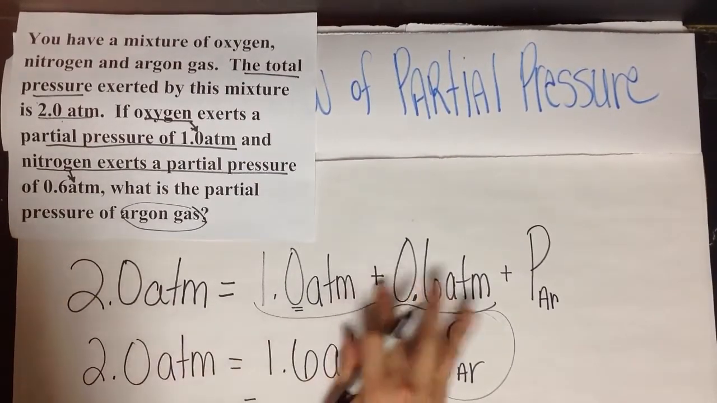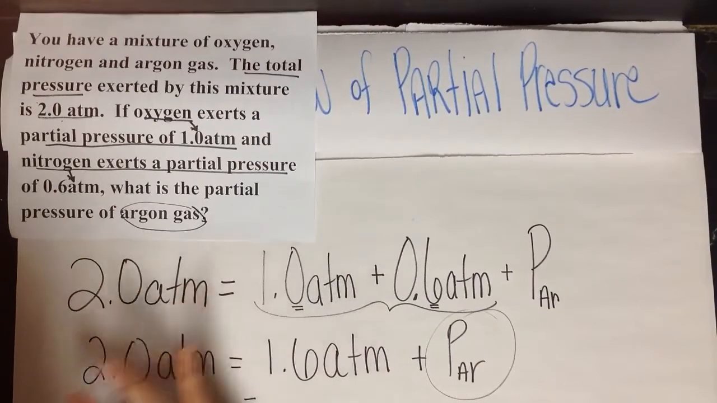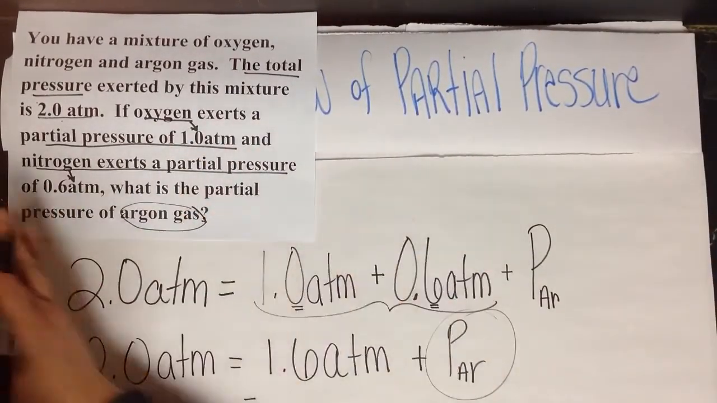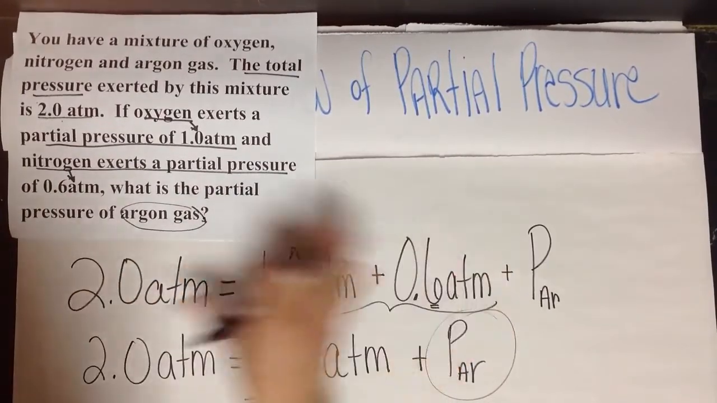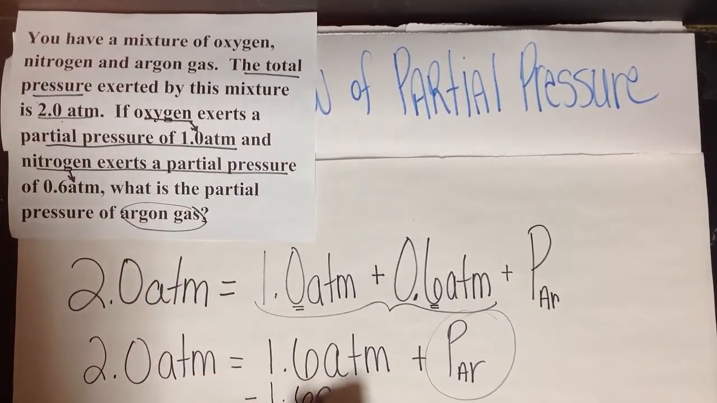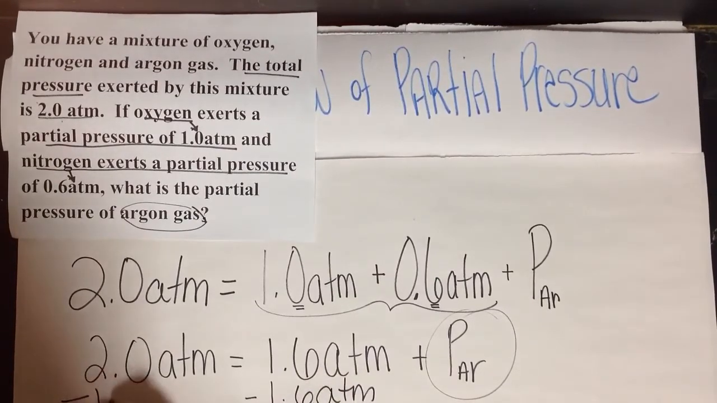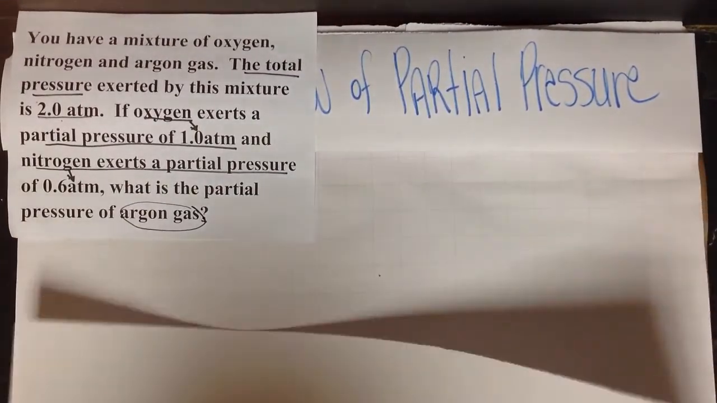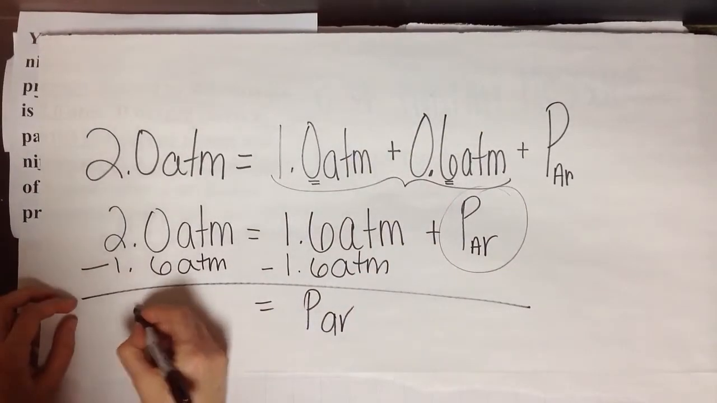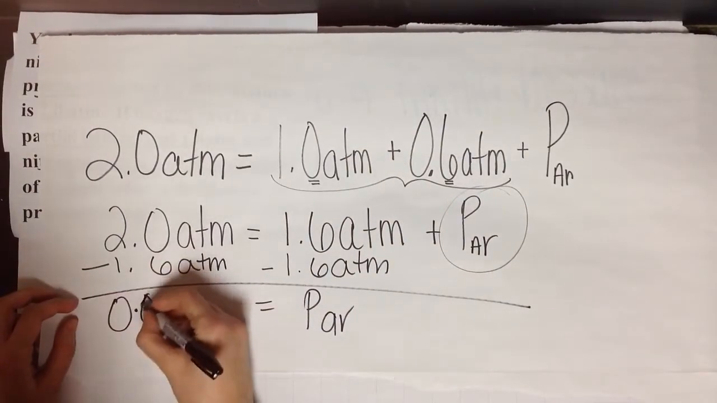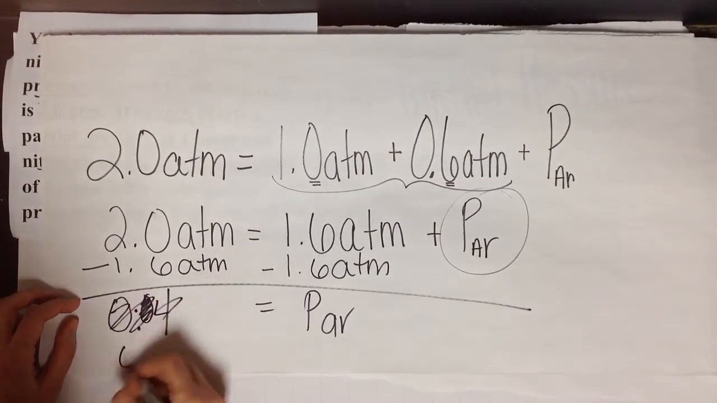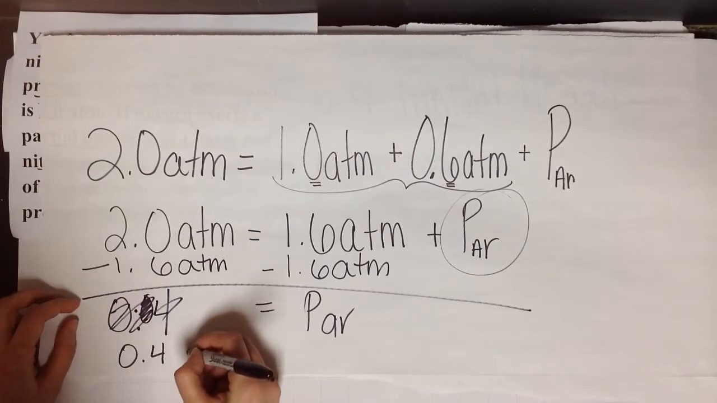Be careful. The opposite of adding is subtracting. Whereas we were multiplying and dividing in the other laws, Dalton is adding, and now we're putting these on the other side, so we have to subtract them. When I'm done subtracting, my final pressure of argon ends up being 0.4 atm. Let me rewrite that down here, 0.4 atm.